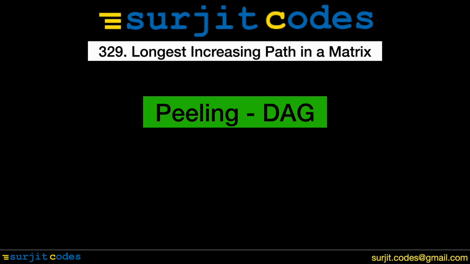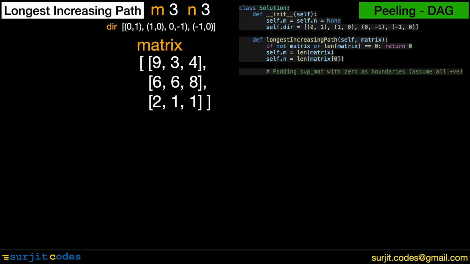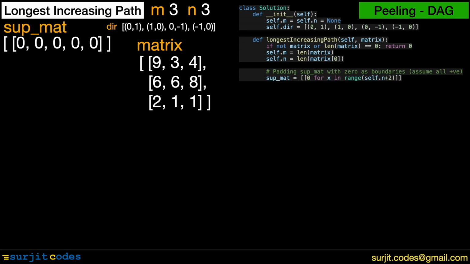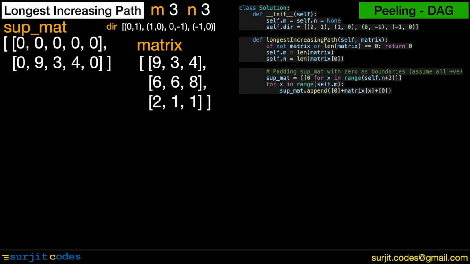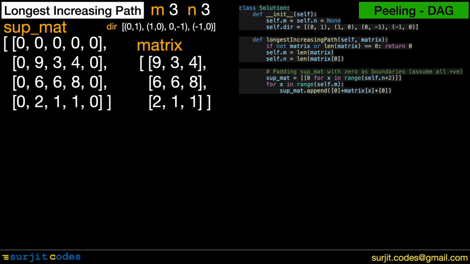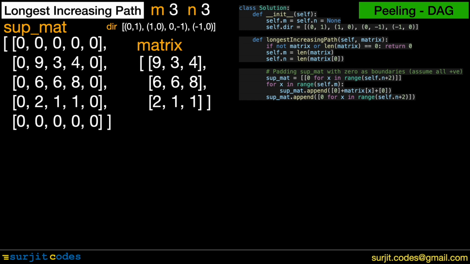In this method, we treat the problem as a DAG. We start with the same matrix. First step is to surround the matrix with zeros on all the 4 sides to get a supermatrix. We fill first row of supermat with n plus 2 zeros. In a loop, we copy rows of the matrix padded with zeros on both the sides, followed by another row of zeros. We increase m and n by 2 each.